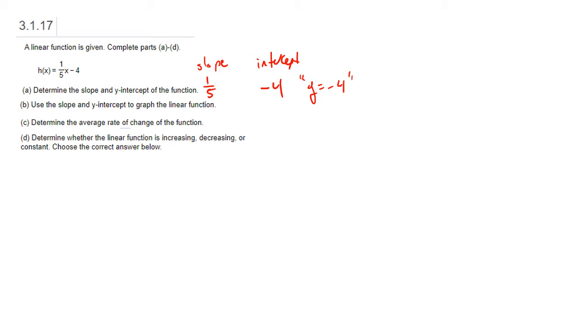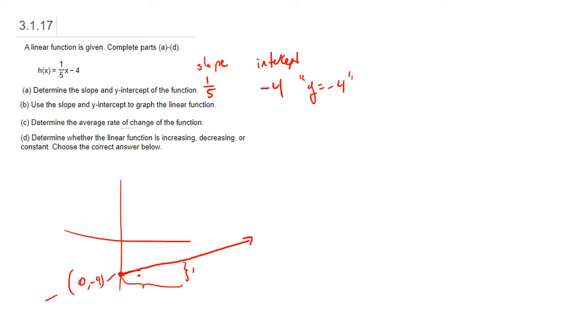Use the slope and y-intercept to graph the function. Well, I go through the point 0, -4. Now every time I move 1 unit to the right, I go up 1/5 of a unit. So if I go right 1, I'll only go up 1/5. So I'll have to actually go to the right 5 units in order to go up 1 unit. So the line looks something like this. The average rate of change is exactly the slope, that's 1/5. And since this line moves up as we go to the right, this is an increasing function.